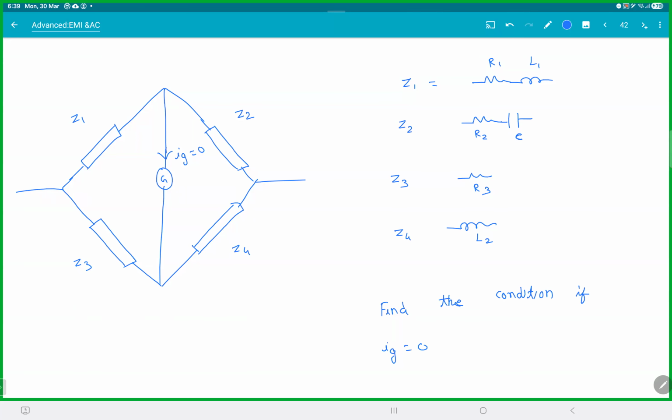What is this thing called? Wheatstone bridge, yeah? So this is a simple Wheatstone bridge. It works even here.